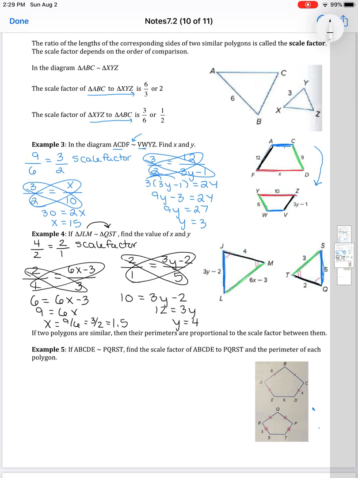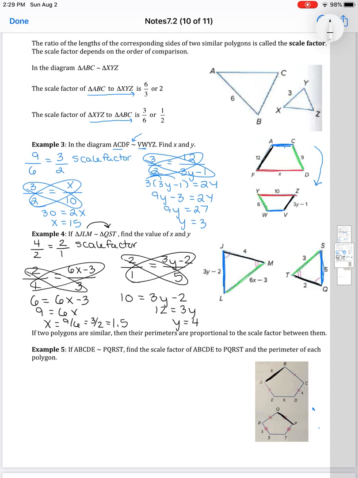Now, if two polygons are similar, then their perimeters are proportional to the scale factor. So if the sides have a ratio in common, the perimeters are going to have the same. So it says we have these two figures that are similar. We're going to find the scale factor, and we're going to find the perimeter. All right, so let's start highlighting.